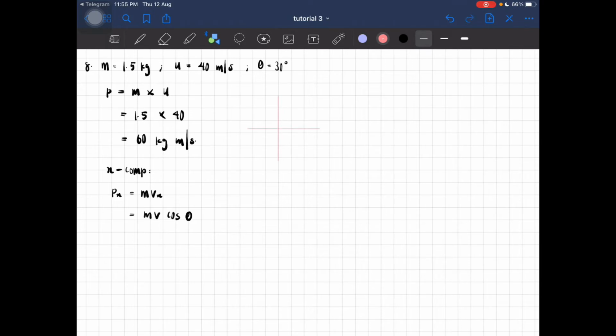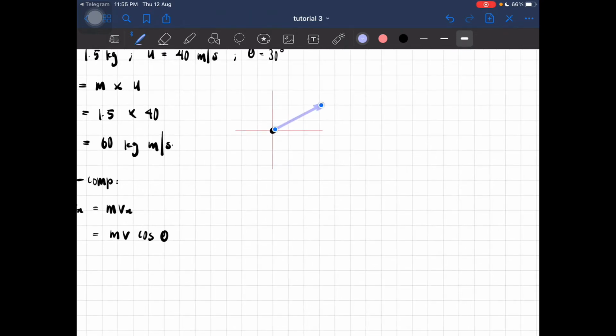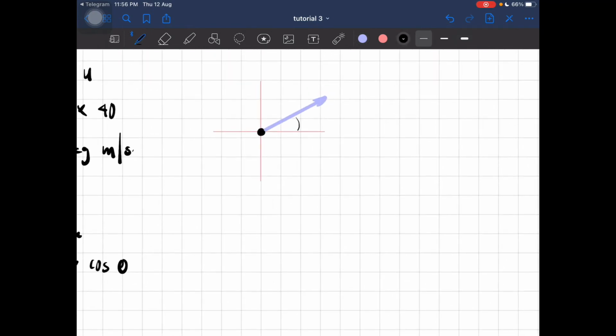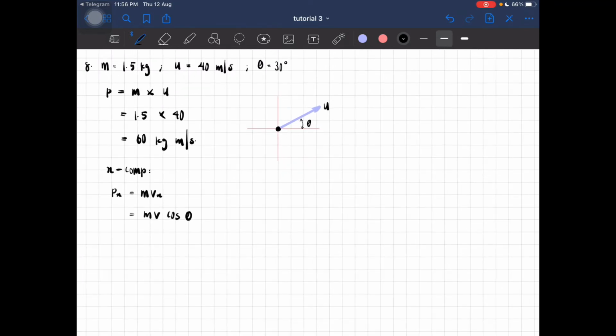Okay, so we have a ball being kicked at an angle. So the ball is kicked at an angle of 30 degrees to the horizontal. And this is your theta, and this is your u. Okay, so we have u, or you can also call this v directly.